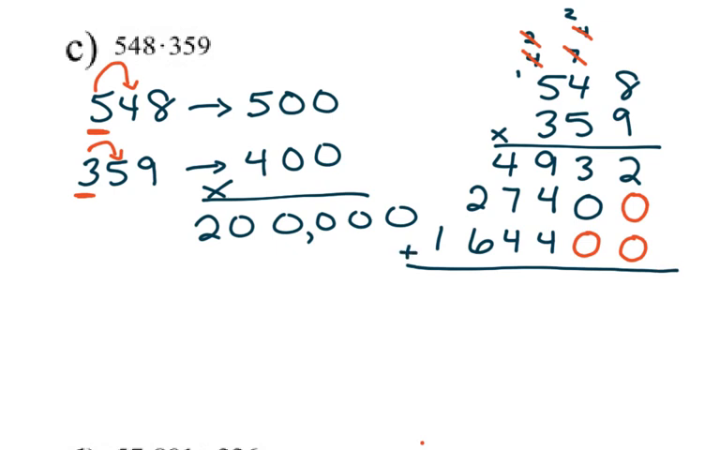And then I'm going to add each of these numbers together. 2 plus 0 is 2. 3 plus 0 gives me 3. 9 plus 4, well, the 4 plus 4 is 8. So 8 plus 9 gives me 17. I'm going to regroup my 1.